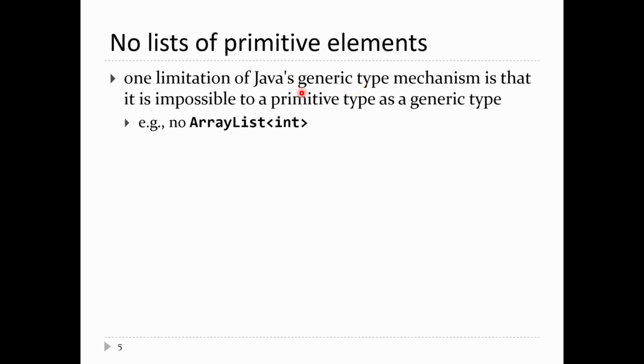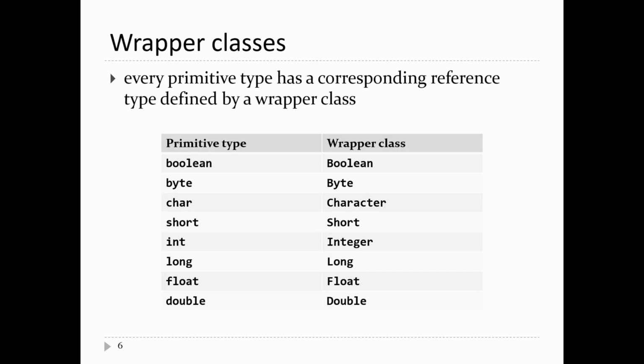I'll explain in week 10 or 9, we'll learn all about Java generics and how to implement them. But for now, remember that you can't make a list of primitive type. You have to do something else. If you want a list of primitive type, you need to make a list of what's called the wrapper type for your primitive type.